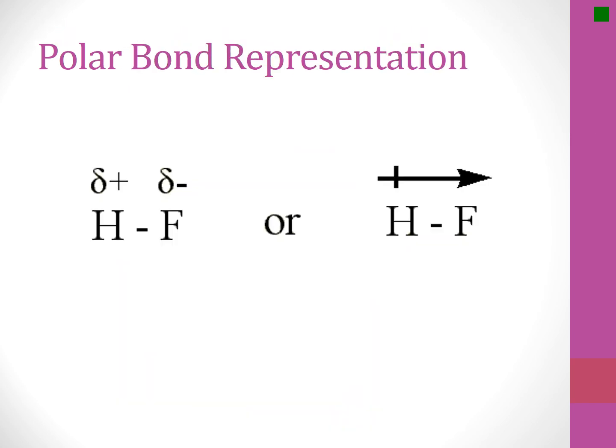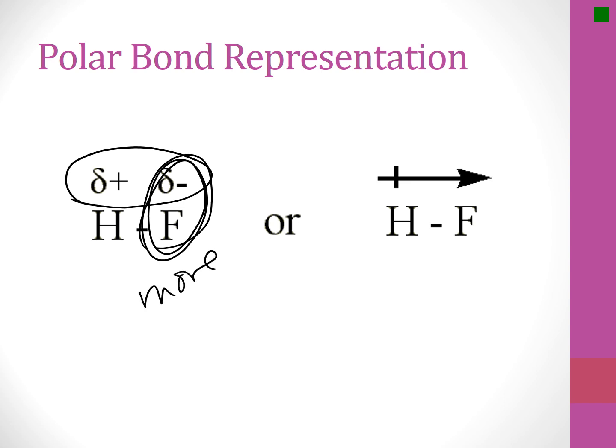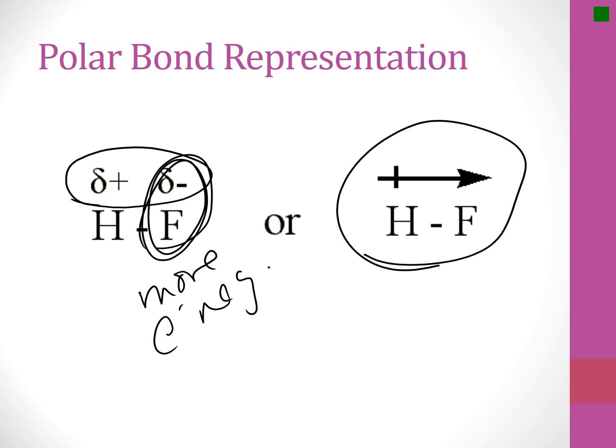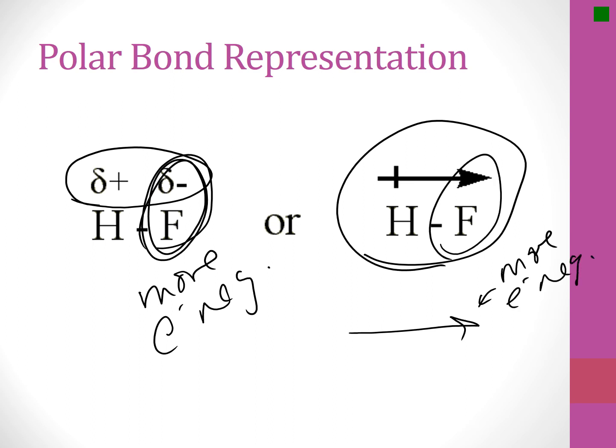How do you show this? As I've already talked about, you can show that there is a delta negative and a delta positive. What this shows is that the electrons are heavier on the F, so therefore I know that F is more electronegative than H. Okay, so that's one way without having to look at a chart. Another way is to draw an arrow going towards the more electronegative element. You always point the arrow towards the more electronegative atom. And that shows that it is a polar bond, and that F is more electronegative than H.